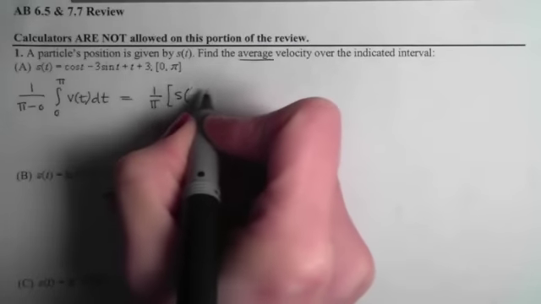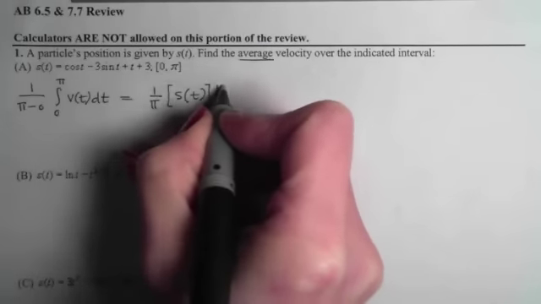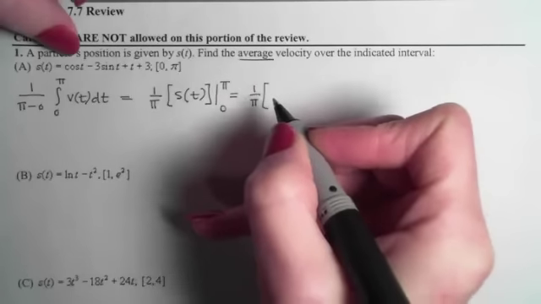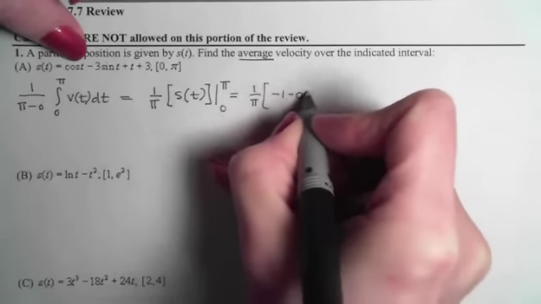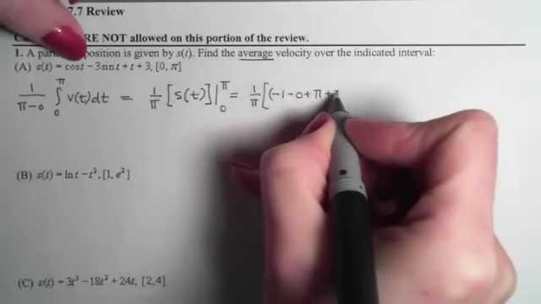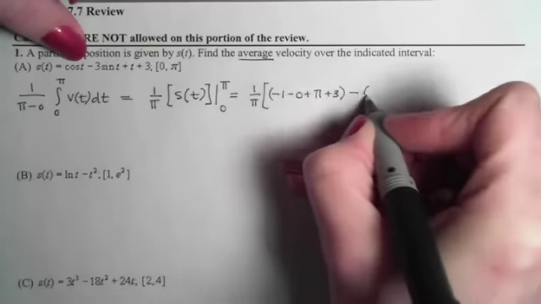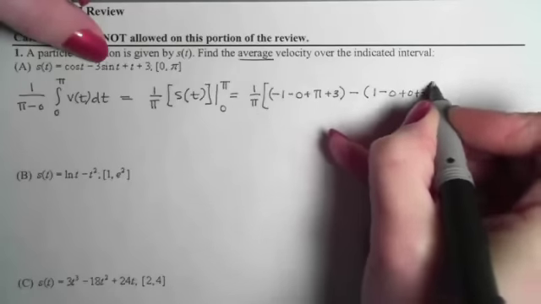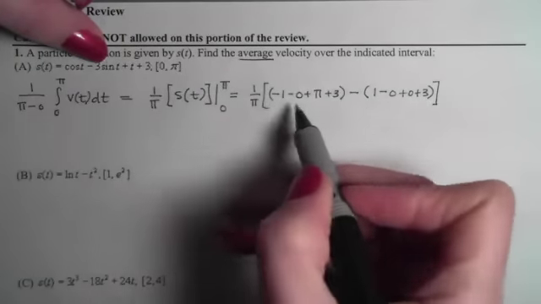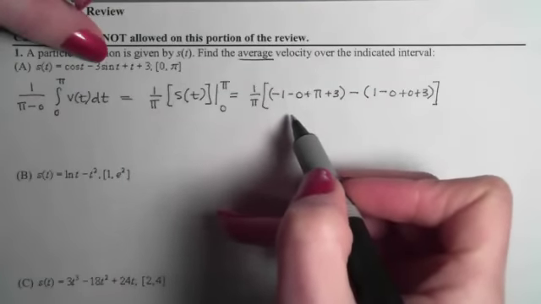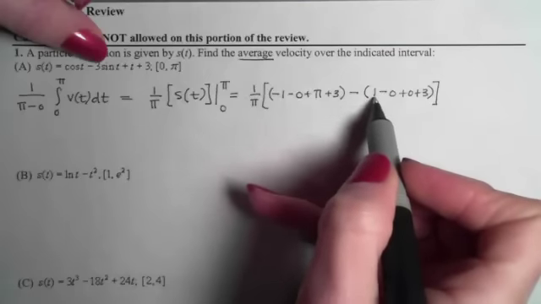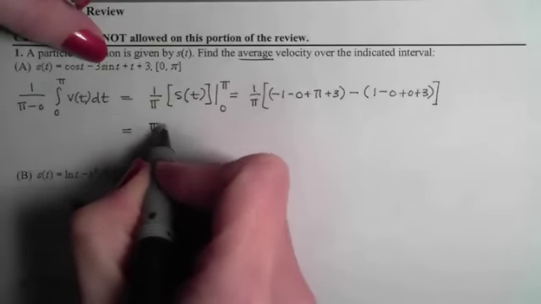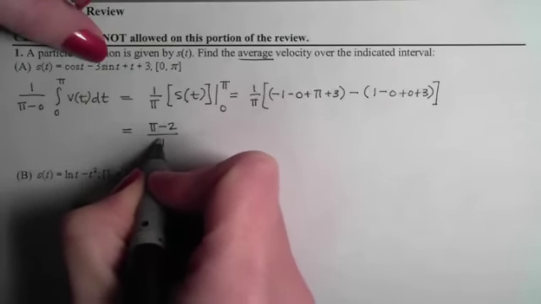So that'll be s of t evaluated from 0 to pi. So if I finish that up, that means I'm going to plug pi into s, which would be a -1 minus a 0 plus a pi plus a 3. And then I'm going to subtract what comes out when I plug in a 0, which is a 1 minus a 0 plus a 0 plus a 3. So if I finish that up, I have a -1 minus a 1, so that's a -2 plus a pi. So I'll end up with pi minus 2 over pi.